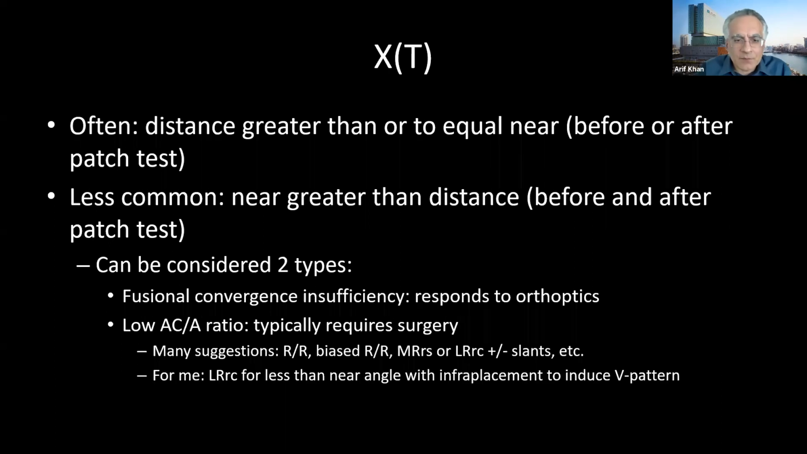So for me, I do lateral rectus recession less than the near angle, but higher than the distance angle, with infraplacement to induce a V pattern, because when we infraplace, we induce a V pattern, and reading is very important. So it helps them to converge at near. Remember, they have more exotropia at near than at distance. And putting them in that range, if they have a good fusional capability, that's enough where they can control their deviation. But this is a tricky form of intermittent exotropia. It's not the common run-of-the-mill intermittent exotropia that we see all the time.